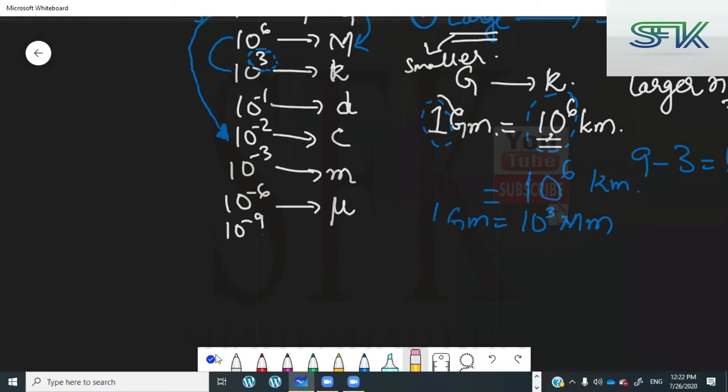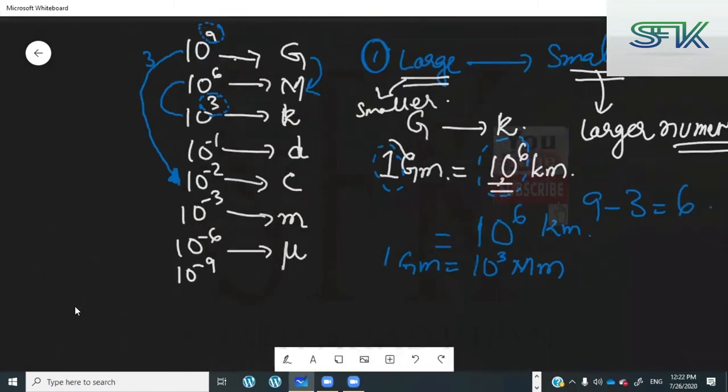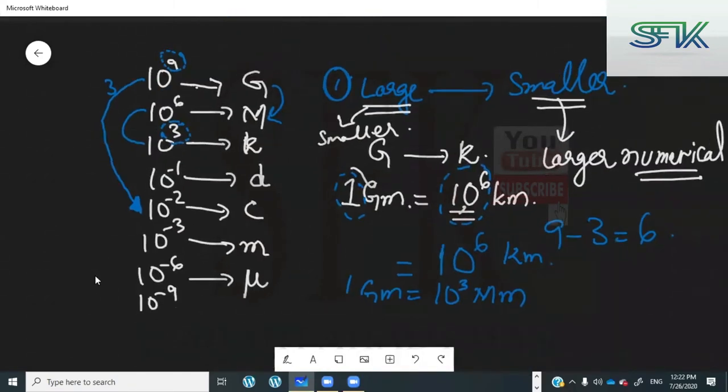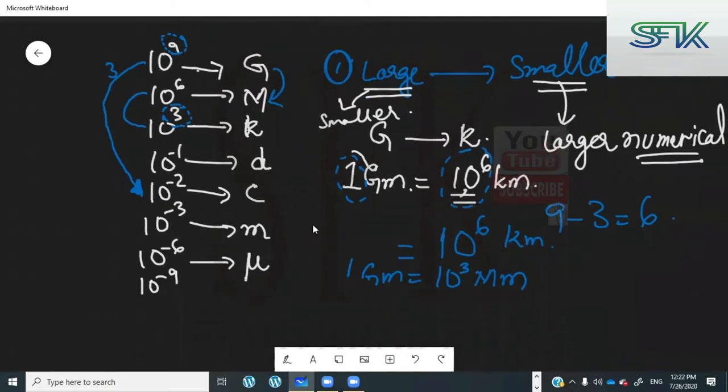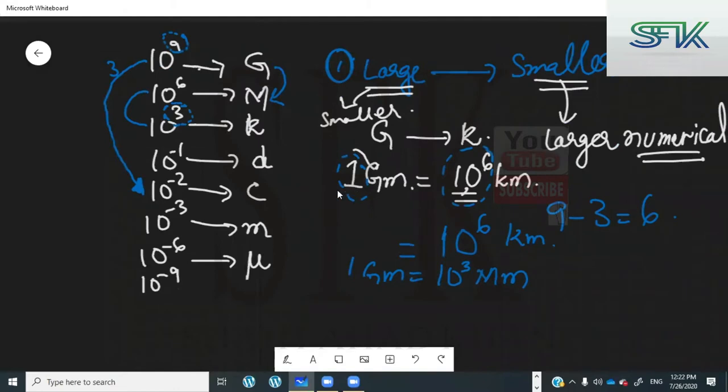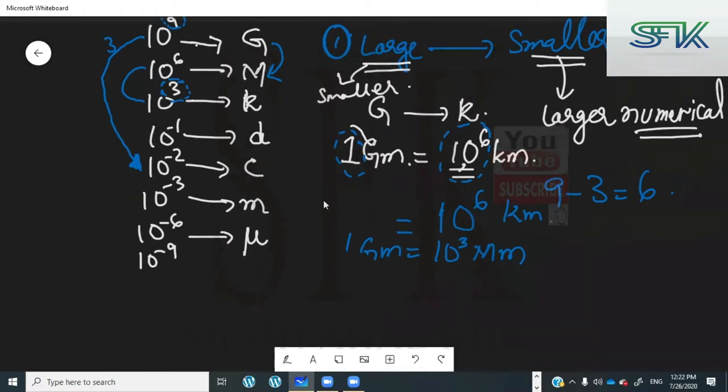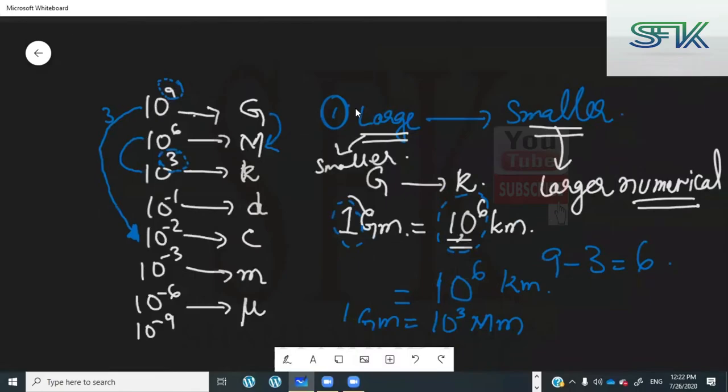Welcome back, guys. All right, so now in this lecture, we are going to look at the conversion from a smaller to larger digit. That's the short trick for the conversion from a smaller prefix to a larger prefix, meaning going from bottom to top, any number from bottom to top. In the previous lecture, we did larger to smaller. So now let's look at it.